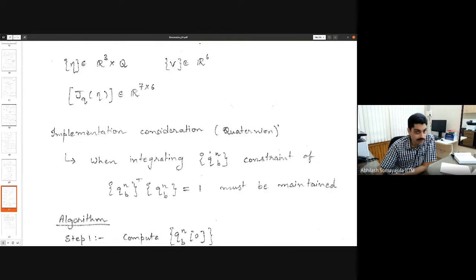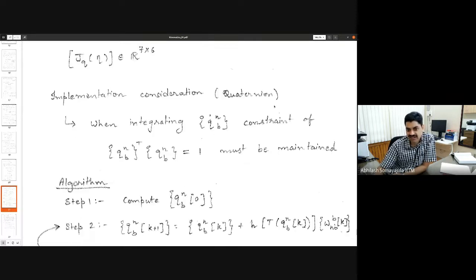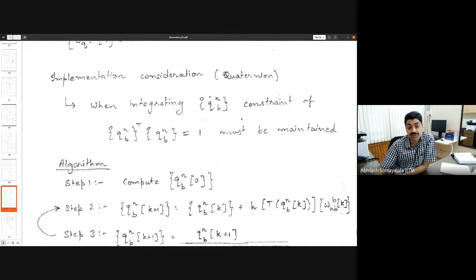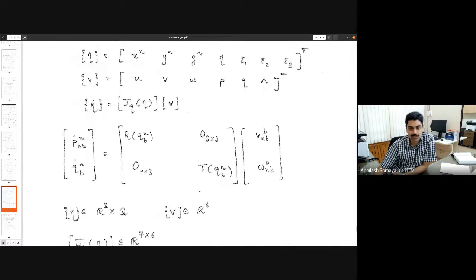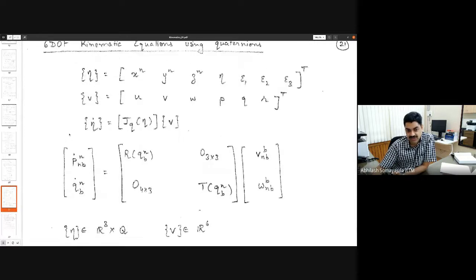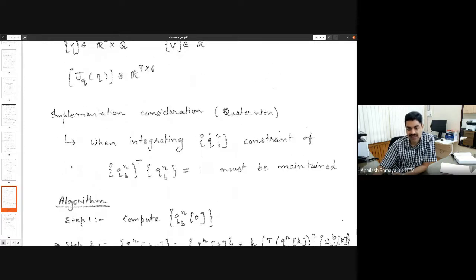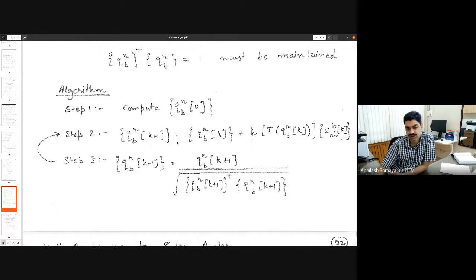One important point which we discussed yesterday was that quaternions must be unit quaternions, which means that as we keep integrating to find the new value of the quaternion at a new time step, we must be aware that the norm should still be 1. So whenever we compute the new quaternion from the old one by numerical integration, we must normalize it so that its norm becomes 1.